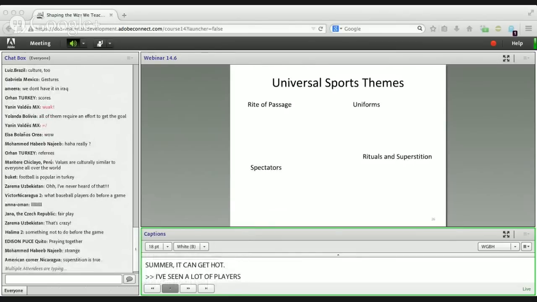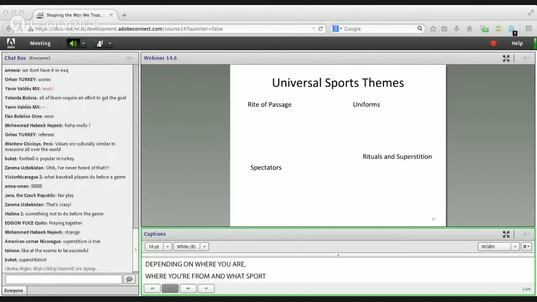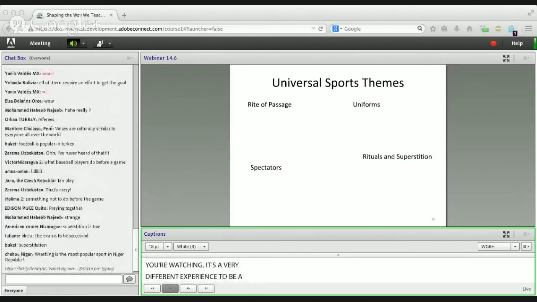Spectators. Watching a sport is certainly important, and depending on where you're from or what sport you're watching, it's a very different experience to be a spectator. In America, the spectators for baseball or soccer, for example, can get really, really loud. But everyone is mixed. Both teams' fans come together. But in some soccer stadiums in Europe, the different fans have to be separated because they get really angry with each other. Do they? They do. Oh, my goodness.